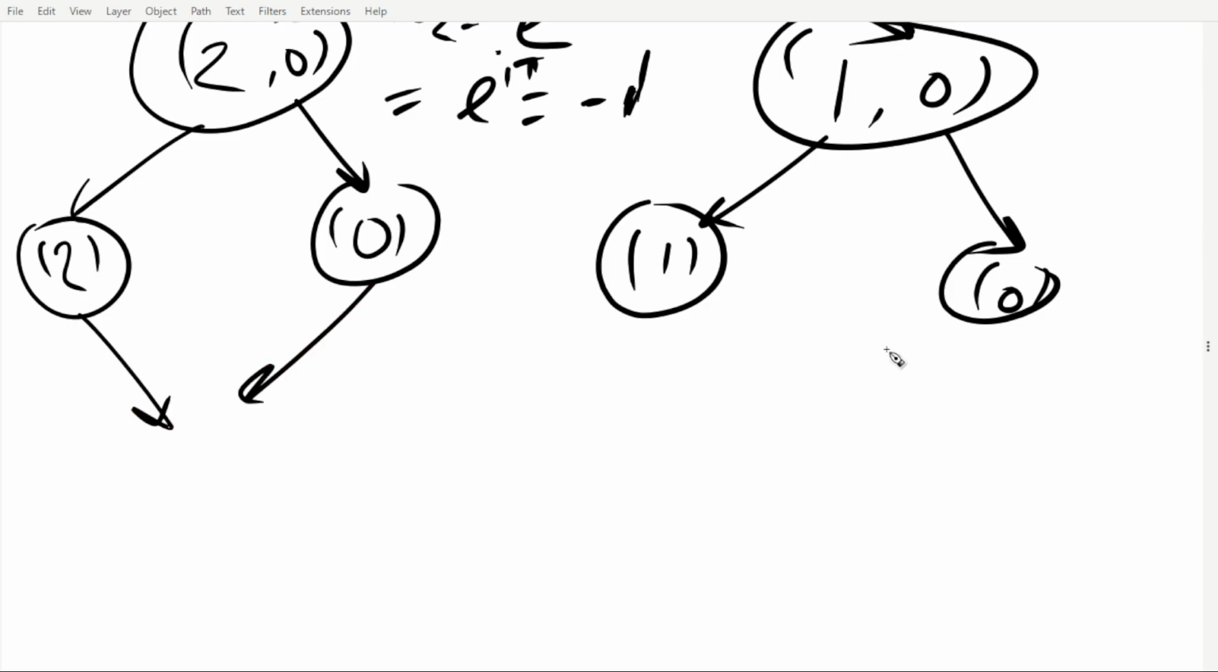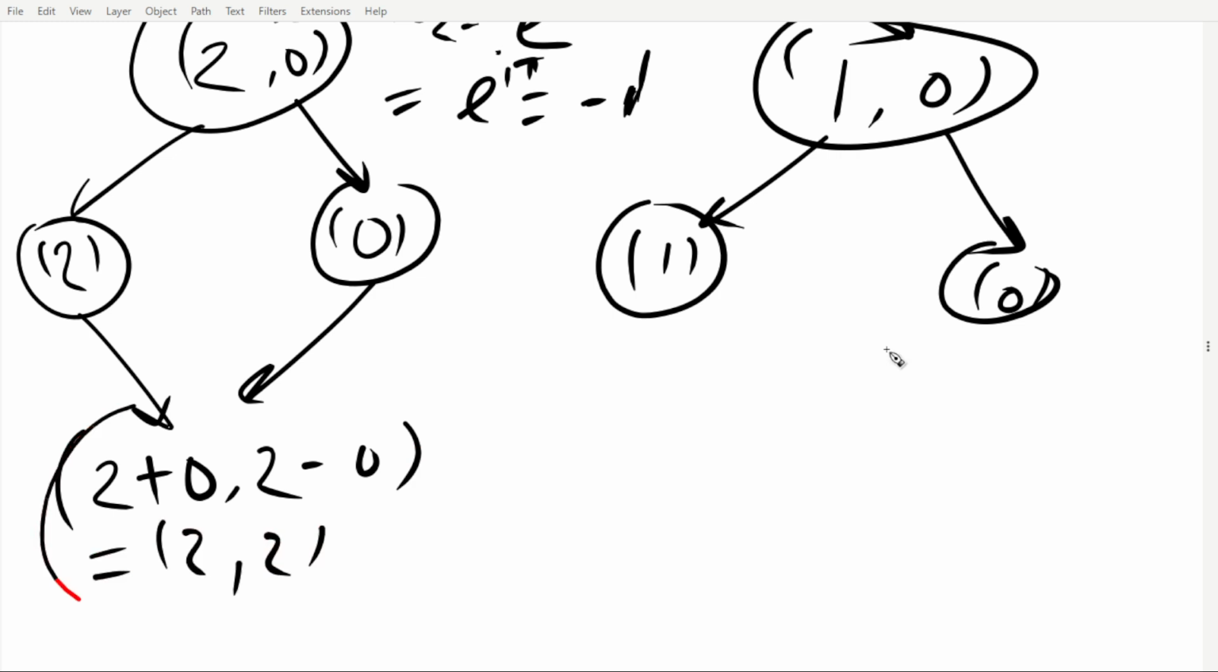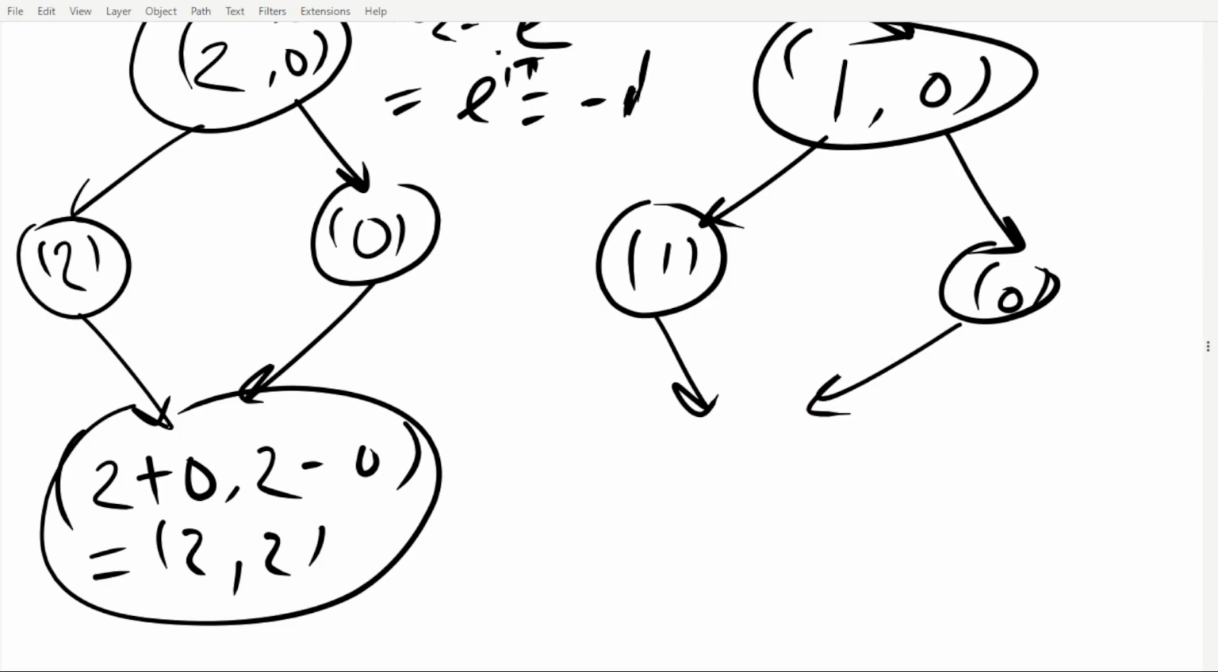So first half 2 plus multiplier is 1 because power is 0, 2 plus 0. For second half, just flip the sign, 2 minus 0. We get this as 2, 2. Here also identical computation. Add 1 and 0 for the first component. For the second component, flip, subtract 1 minus 0. We get 1, 1.